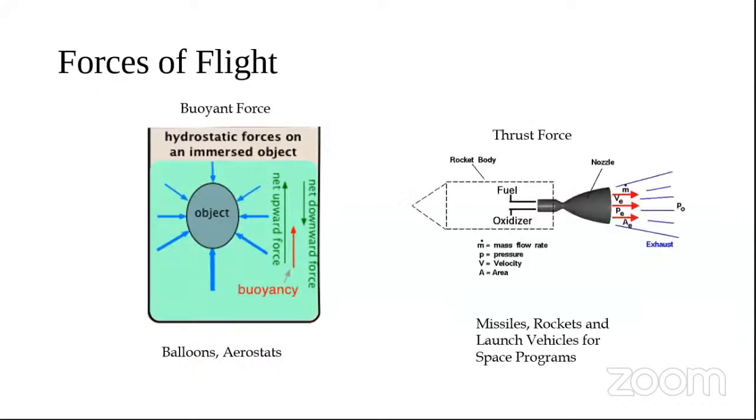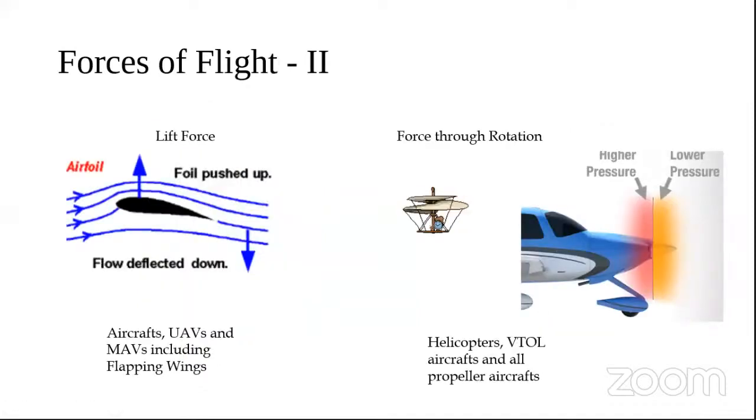Now the next is thrust force. This thrust force ejects a big mass of propellants outside, which propels the body into a predefined trajectory, or some trajectory that we intend to use, and points it towards a particular goal. It is the second oldest, and the next two are the lift force and the force of rotation, which are from the later era of science.